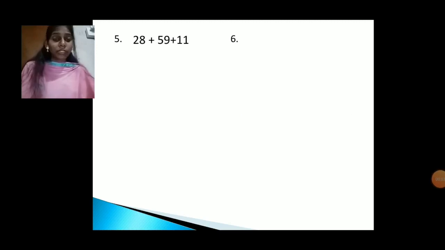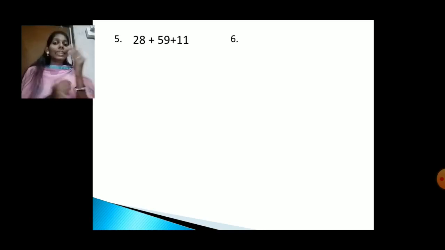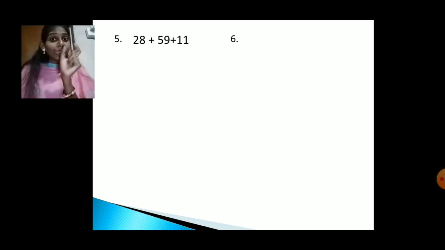28 plus 59 plus 11. Same here. Here also first you have to arrange these numbers at the correct place. It is a very important step. At the correct place only you have to add these numbers. And for that purpose you have to read the question. You have to read the numbers properly.